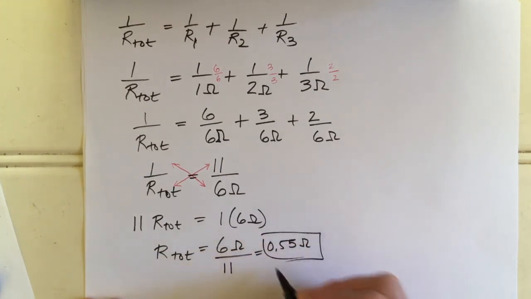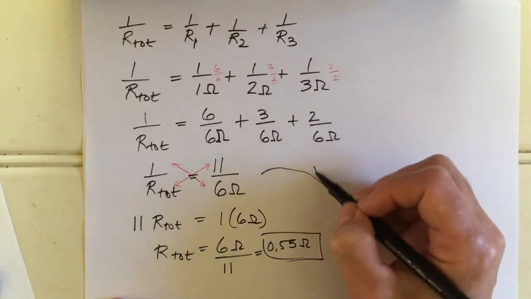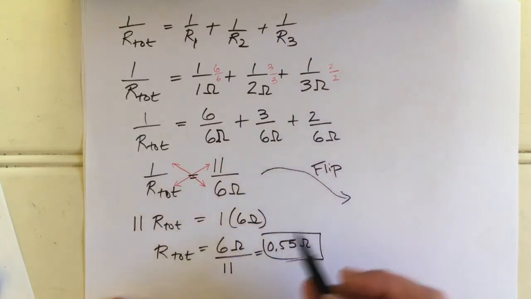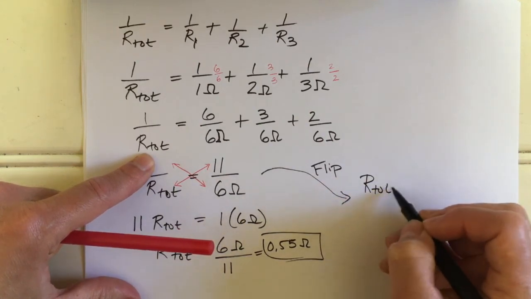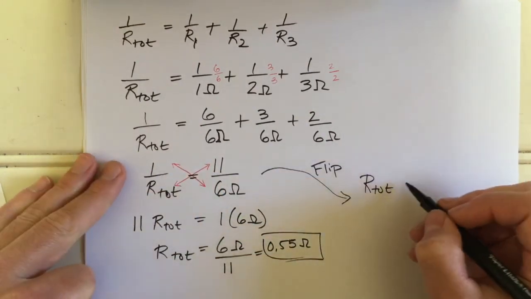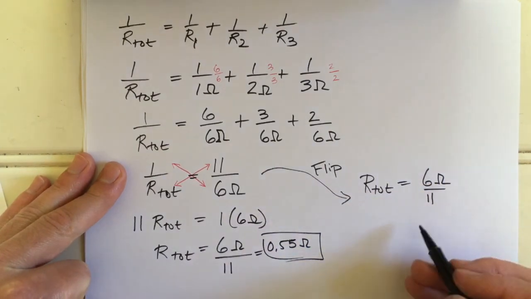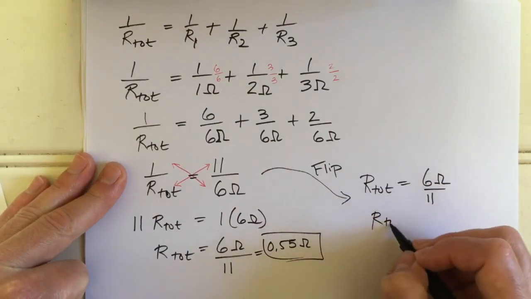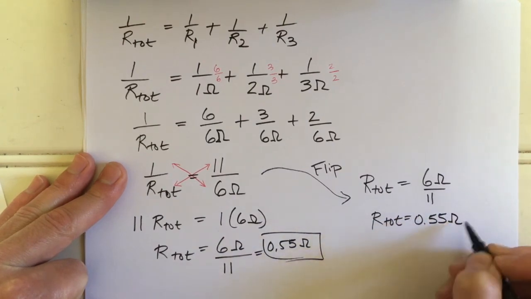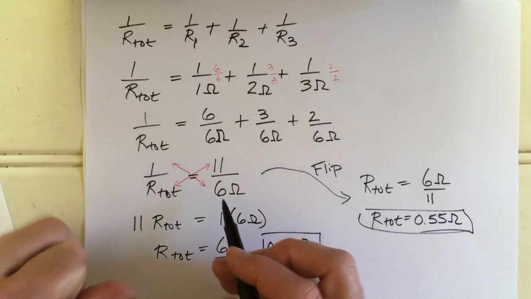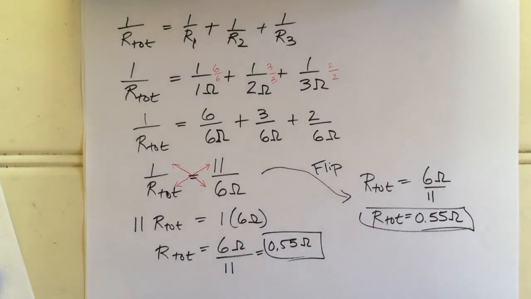So it works, right? All right, what if we just did the flip method? Well, let's flip this side: R total on top. Flip this side: 6 on top. Same thing, right? So once again, you can't flip with those addition signs there. You can only do that when it gets to the cross multiplying stage. All right, cool. So it works.